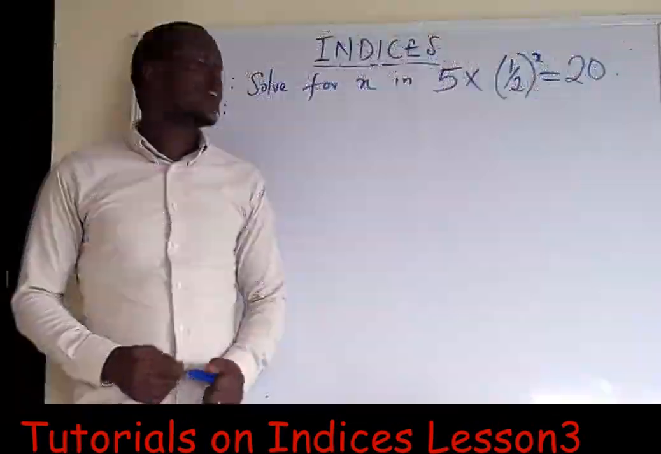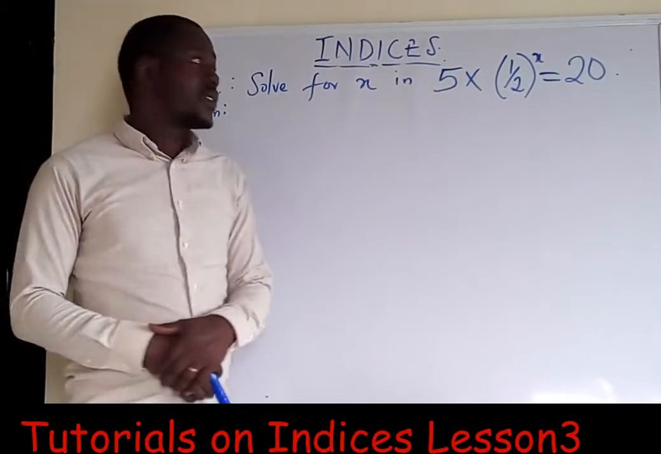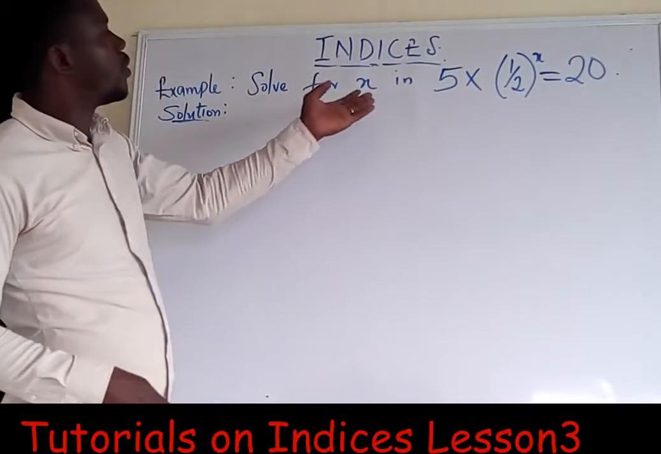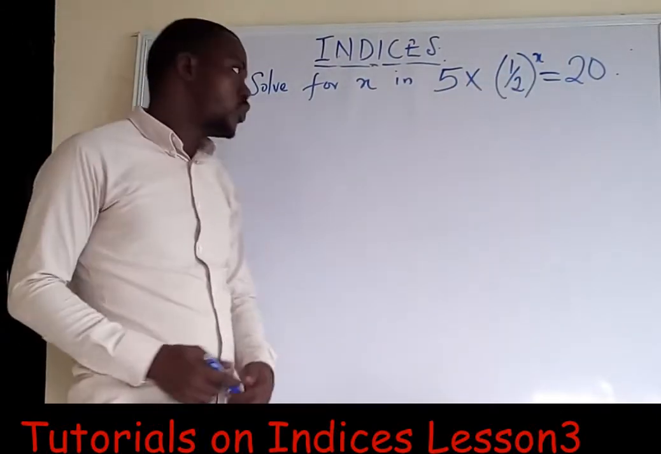Alright, we have another question on the board. As you can see, we are to solve for x in 5 multiplied by 1 over 2 raised to the power x equals 20.